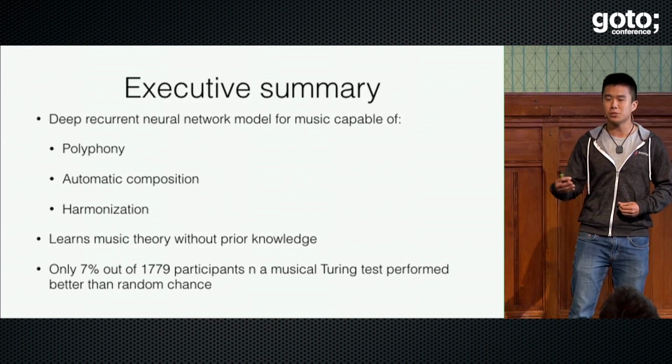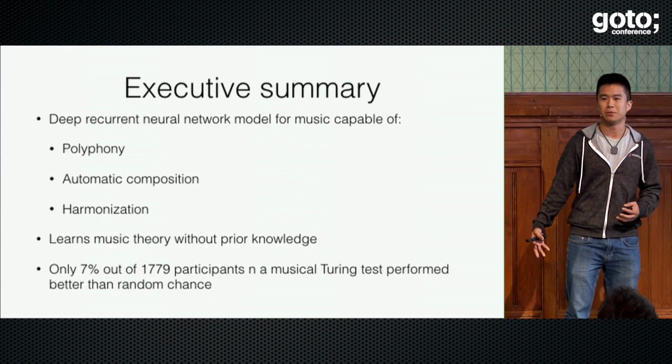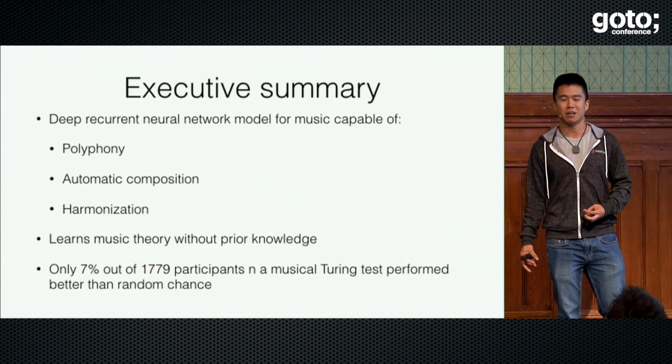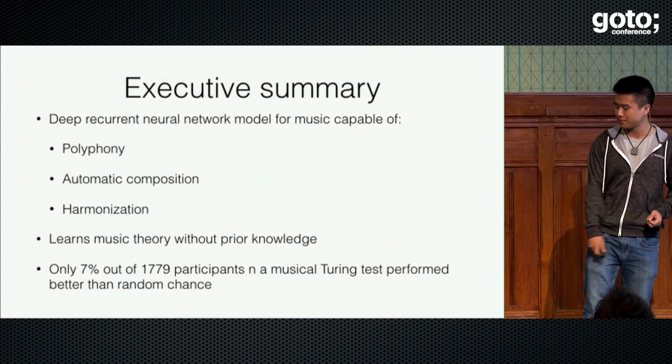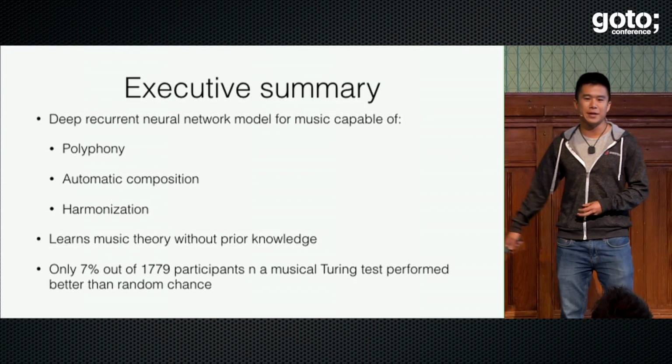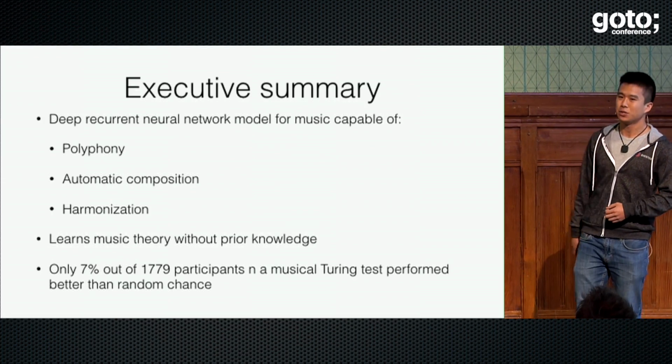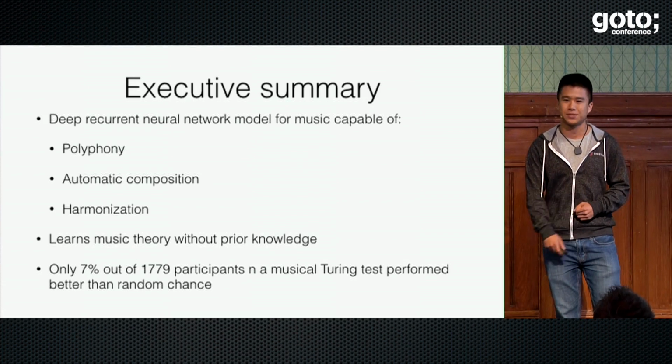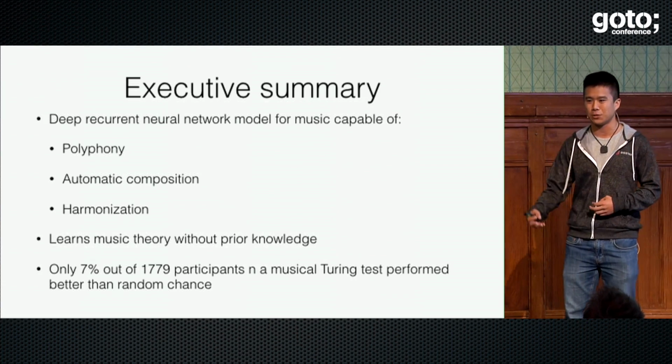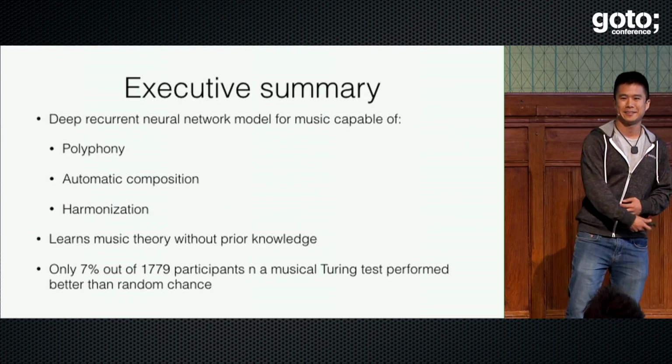This model learns music theory without being told to do so, providing empirical validation of what music theorists have been using for centuries. And finally, it's evaluated on an online musical Turing test, where out of 1,700 participants, only 9% are able to distinguish actual Bach from BachBot.